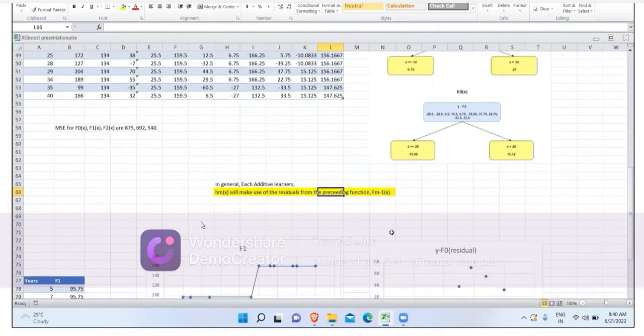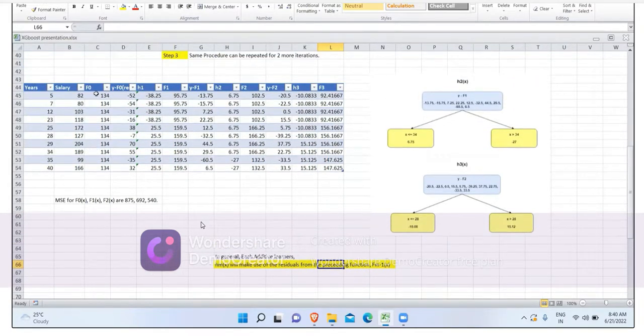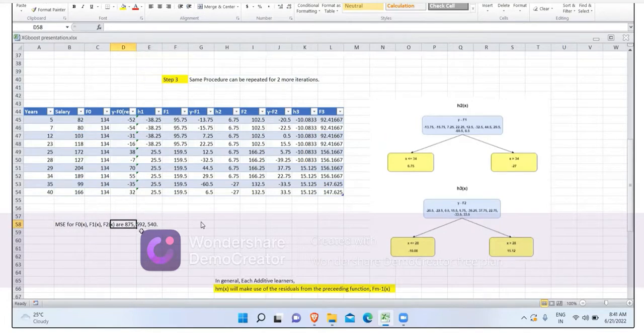If we actually see the mean square error of f0(x), it is coming out to be 875. For f1(x), the mean square error is coming out to be 692, and for f3(x), it is coming out to be 550. So just by using weak learners, we can bring about a huge reduction in the mean square error. As we can see, it is reduced from 875 to 550.